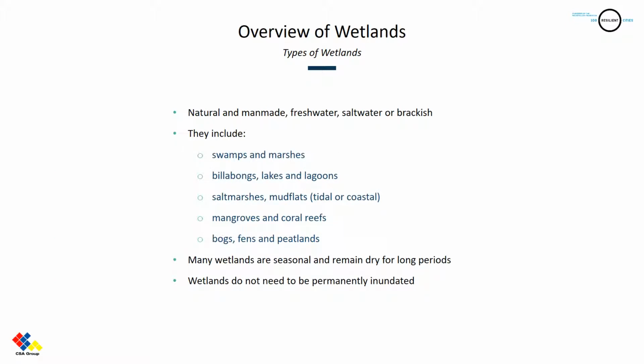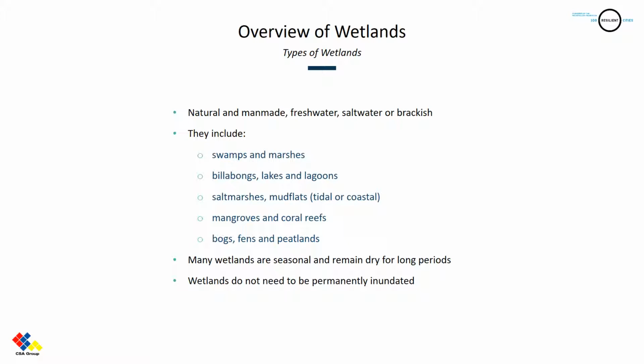Wetlands can be natural and man-made, freshwater, saltwater, or brackish. Wetlands include swamps and marshes, billabongs, lakes and lagoons, salt marshes, mudflats, mangrove, coral reefs, bogs, fens, and peatlands.